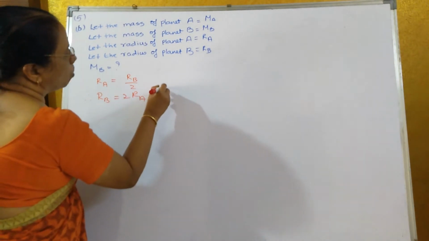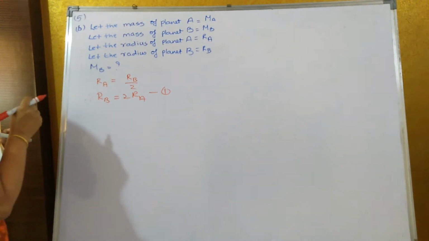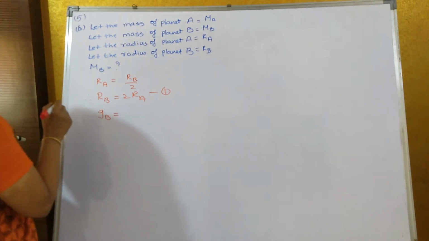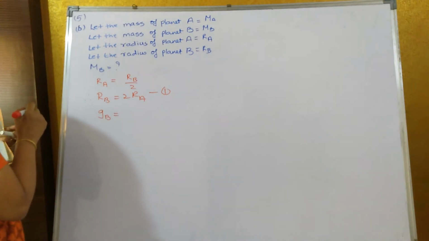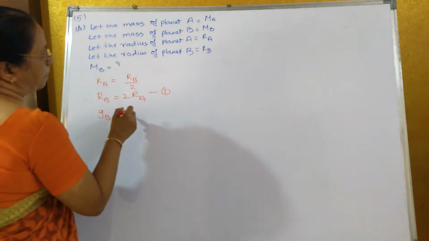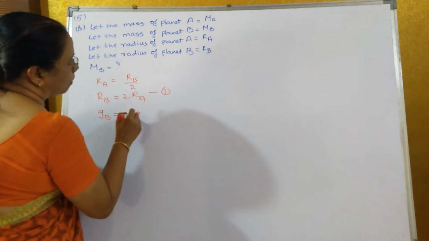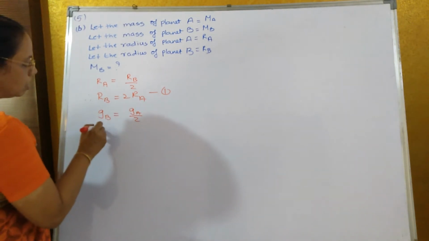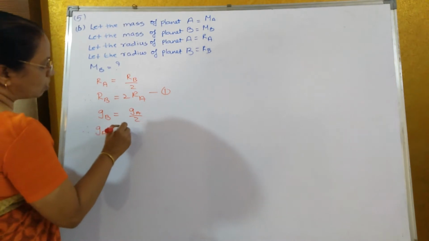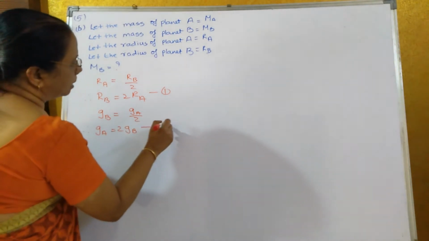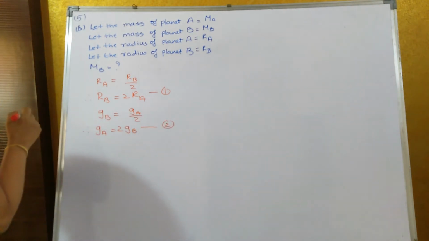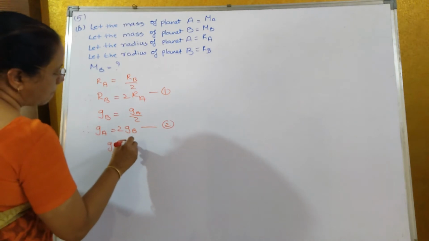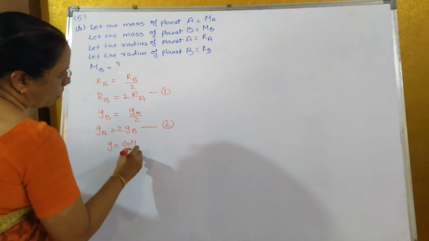Let this be 1. Similarly, they have given the value of g on B. So GB is equal to half of that of value on A. So GA upon 2. Take this 2 on this side, you will get GA is equal to twice GB. Let this be 2. Now we have to use the formula g is equal to GM upon R square.